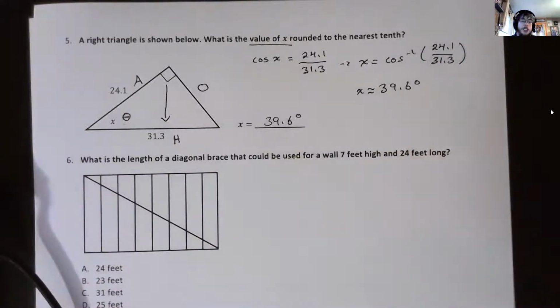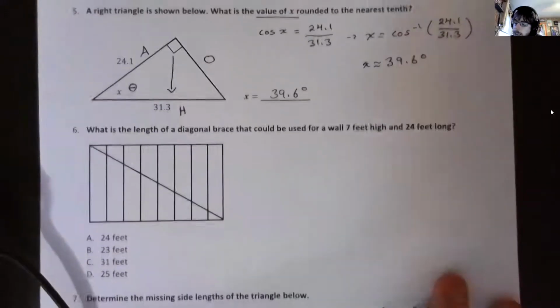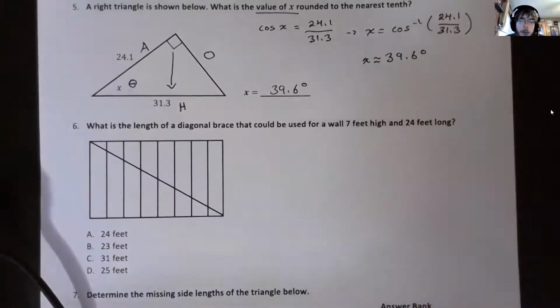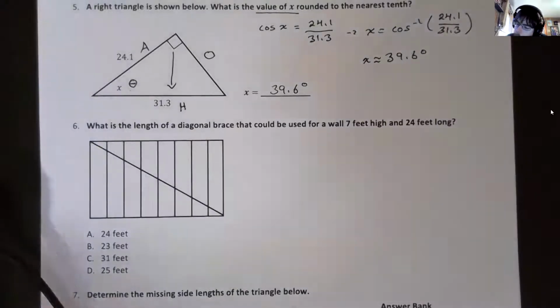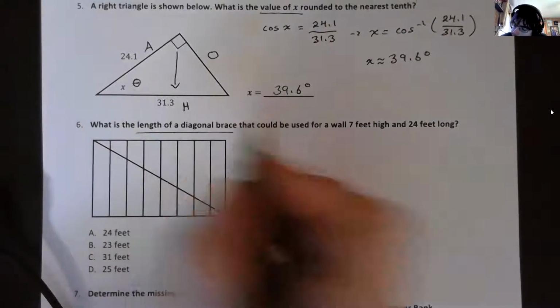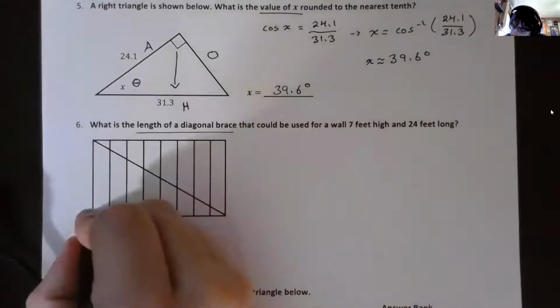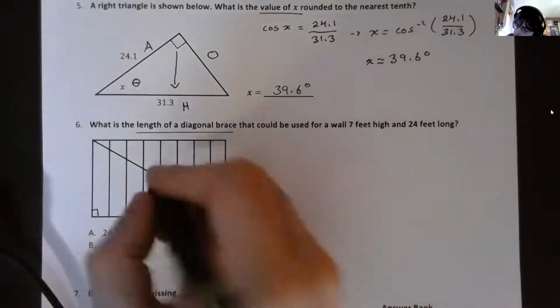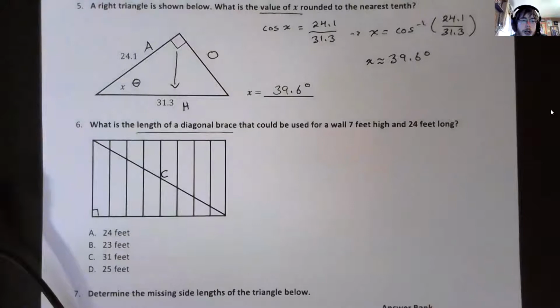All right, number 6. Number 6, it says, what is the length of a diagonal brace that could be used for a wall that is 7 feet high and 24 feet long? So we're looking for the length of the diagonal. And since this is a rectangle, we know that we have 2 right triangles here. So we know we're looking for our hypotenuse.